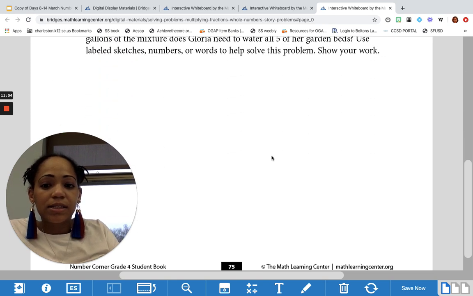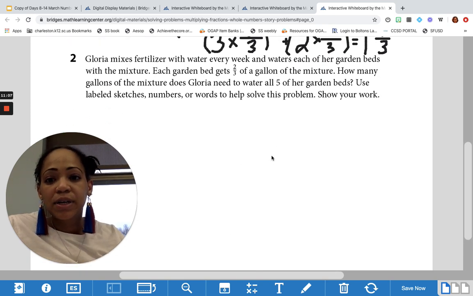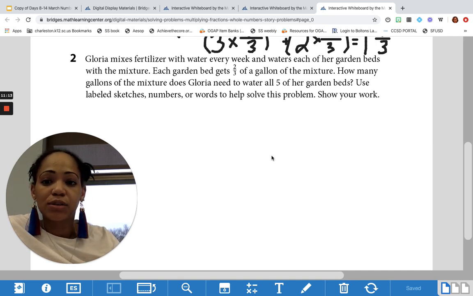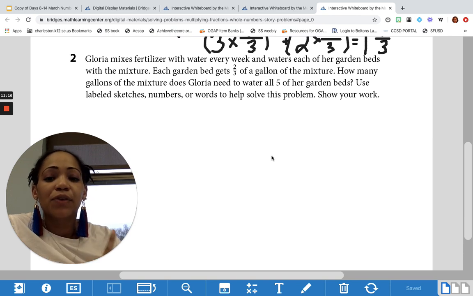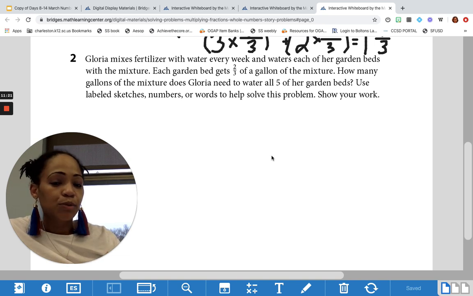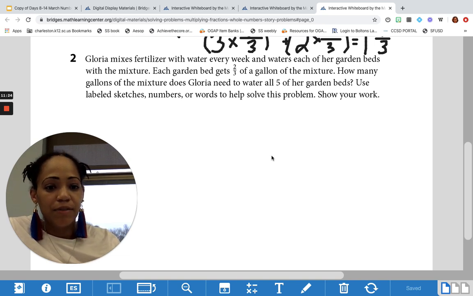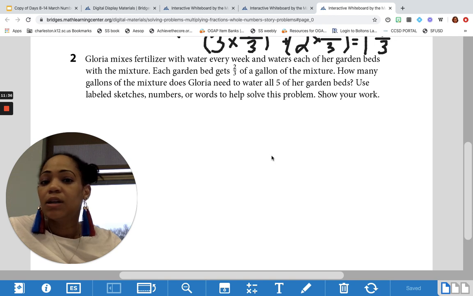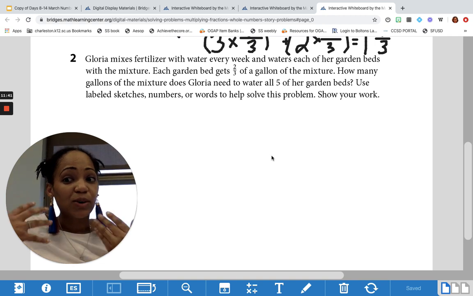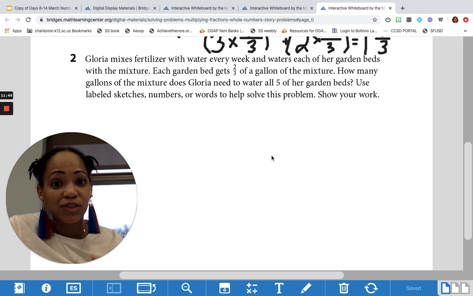All right, so let's look at number 2. Gloria mixes fertilizer with water every week and waters each of her garden beds with the mixture. Each garden bed gets 2/3 of a gallon of the mixture. How many gallons of the mixture does Gloria need to water all 5 of her garden beds? Use labeled sketches, numbers, or words to help solve this problem. Show your work. Okay, so I need you to retell this situation in your own words.